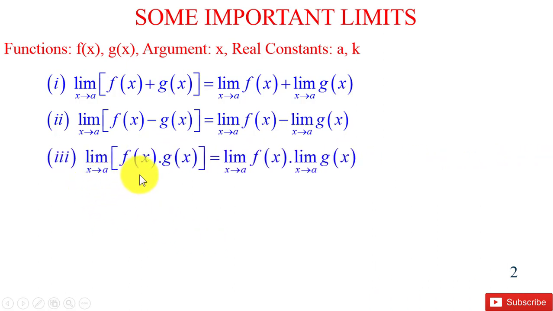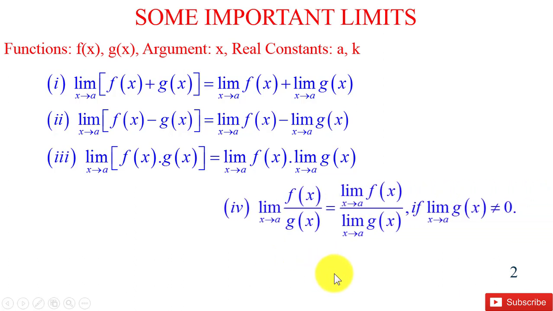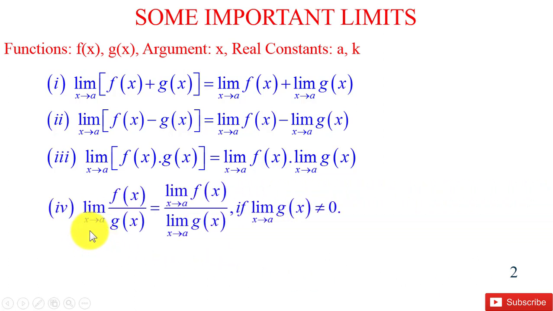The limit as x tends to a of f(x) into g(x) is equal to the limit as x tends to a of f(x) into the limit as x tends to a of g(x). That is, the limit of products is equal to the product of limits. The limit as x tends to a of f(x) by g(x) is equal to the limit as x tends to a of f(x) by the limit as x tends to a of g(x), provided the limit as x tends to a of g(x) is not equal to 0, that is, the denominator is non-zero.